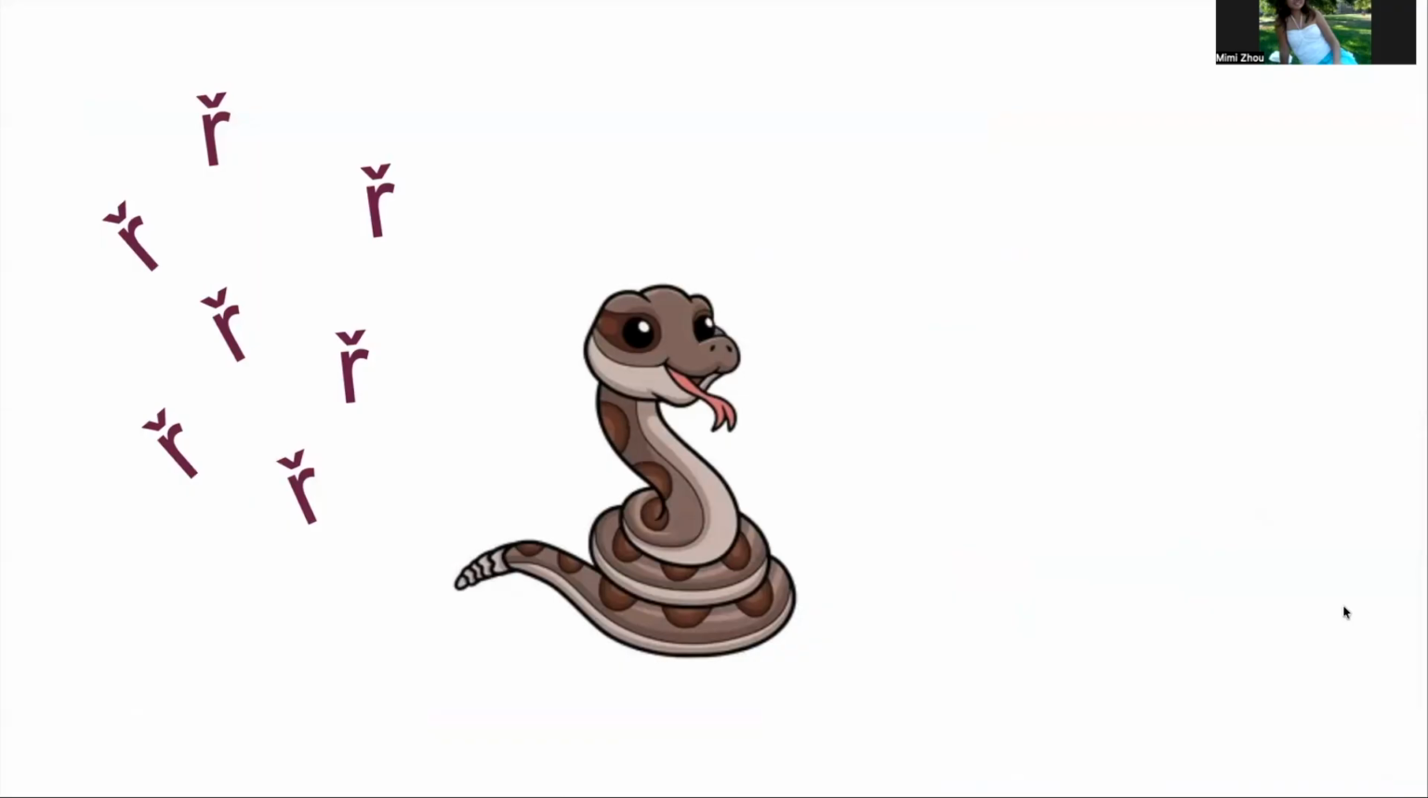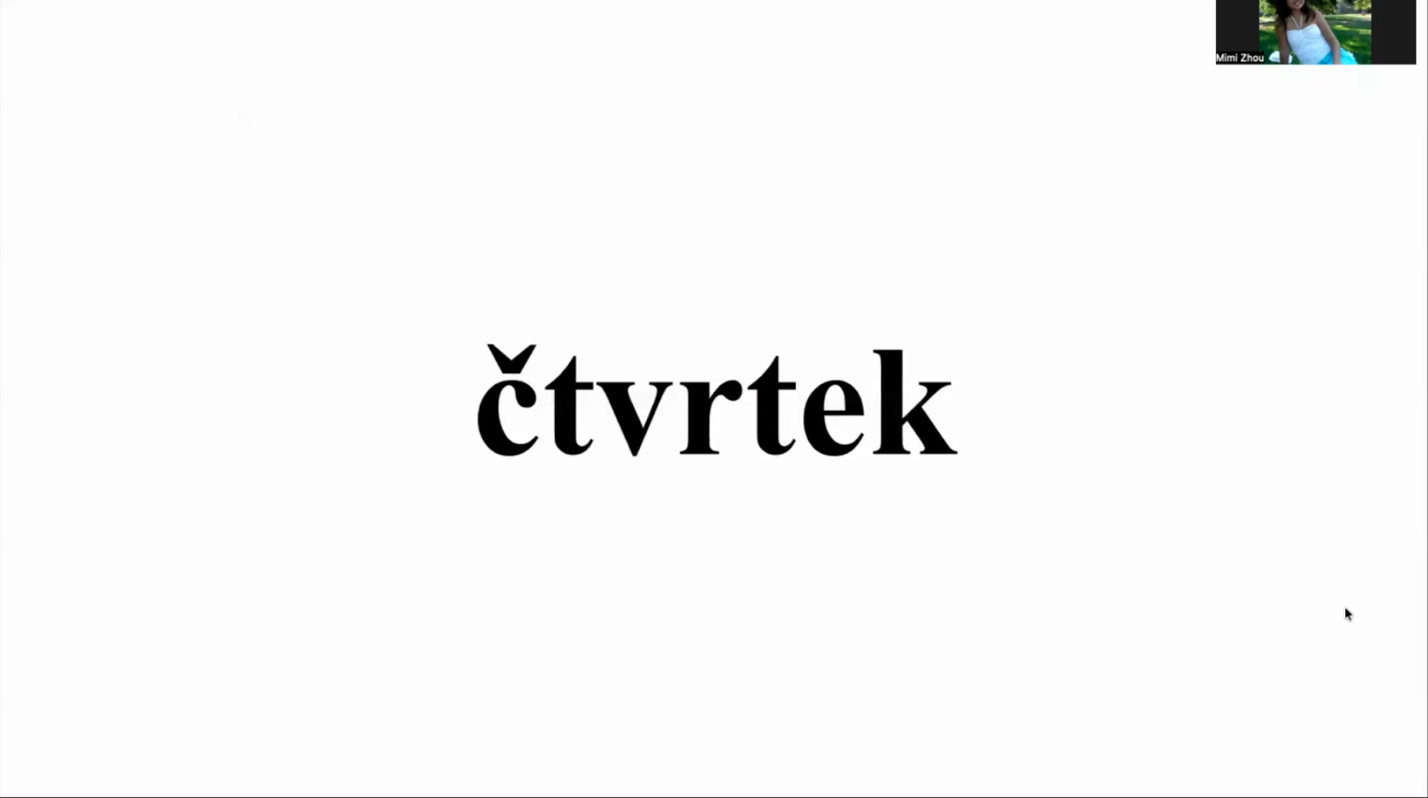Speaking of rattlesnakes, the word for rattlesnake in Czech is chřestíš, chřestíš. Check out that consonant cluster. Czech is famous for its consonant clusters, allowing up to 5 in a row. Here's the word for Thursday. Čtvrtek. Čtvrtek.